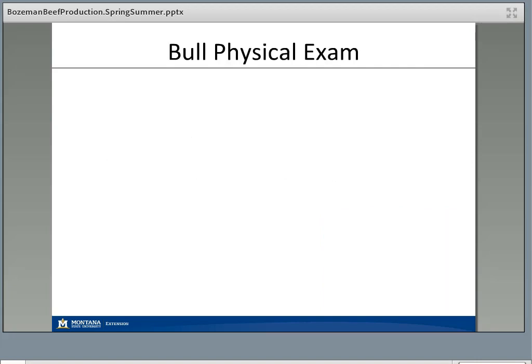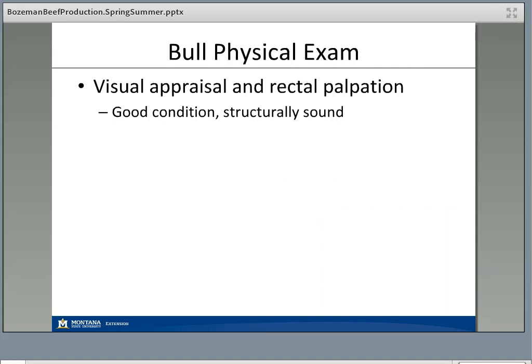So during the physical exam, your veterinarian is going to look at the bull visually, and also do a rectal palpation to make sure they're in good condition, they're structurally sound, and all of the reproductive system parts that need to operate for semen production are in good shape.